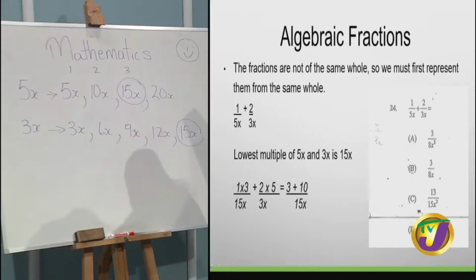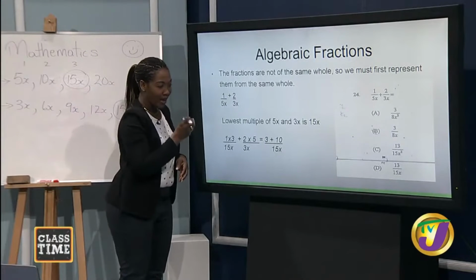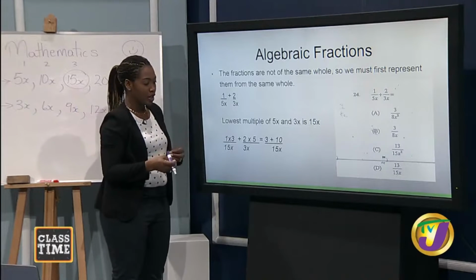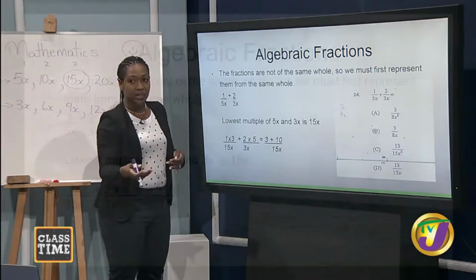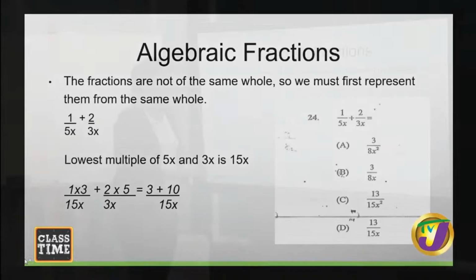Similar to how you work with regular fractions, I'm going to now change my 5x to 15x. How do I change it? 15x divided by 5x is 3. So I would have to multiply 5x by 3 to get it to 15x. Therefore, I'll have to also do it for the numerator. As you can see right here, 1 multiplied by 3 would give me the numerator value now that I have changed my denominator.